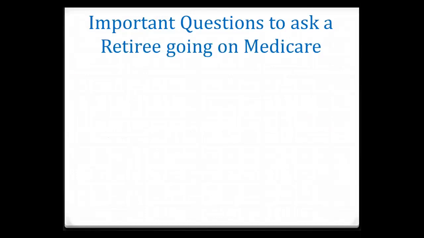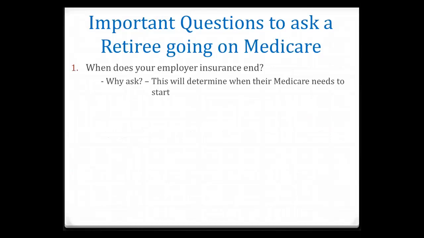Some important questions to ask a retiree who's going on Medicare. So this means that they're already age 65, they've had that employer coverage, and now they're retiring and going on Medicare. There's a few important questions to ask there as well. The first one is, when does your employer insurance end? Not what your retirement date is. That's what a lot of people want to tell us, oh, I'm retiring on June 15th. Great, I'm happy for you, but what I really need to know is what date your employer insurance is ending. That's going to determine when their Medicare needs to begin.